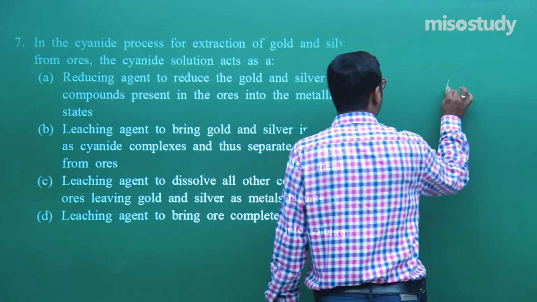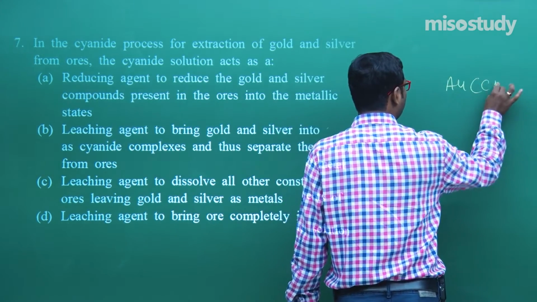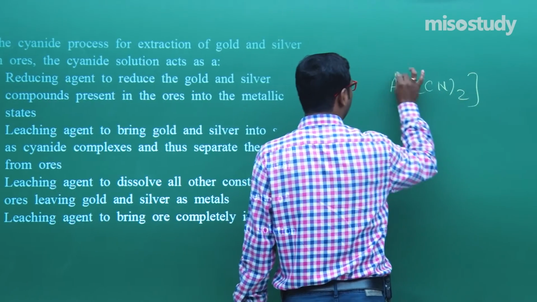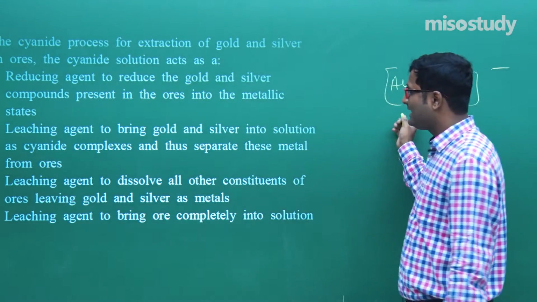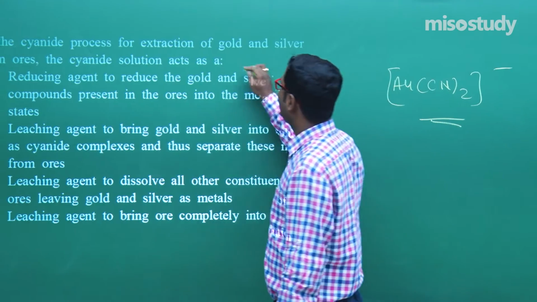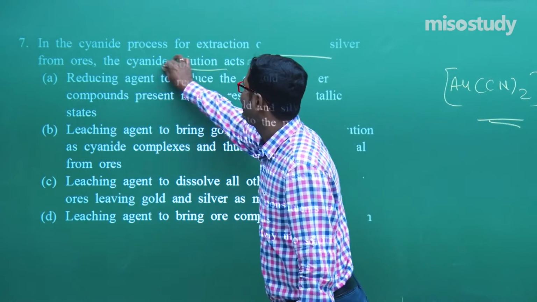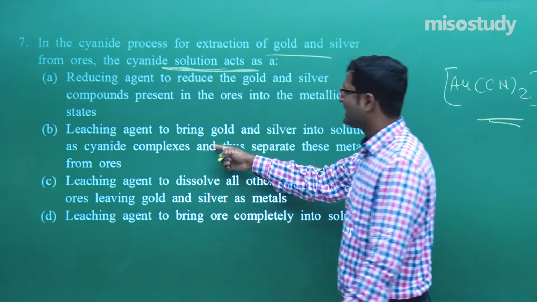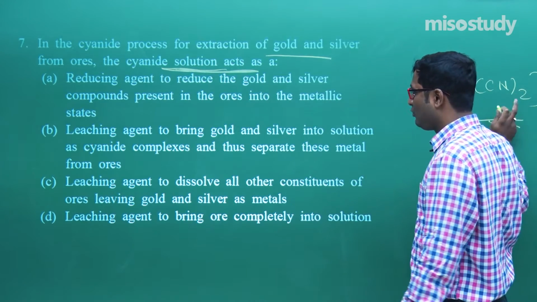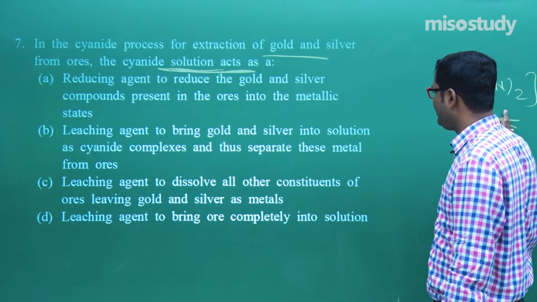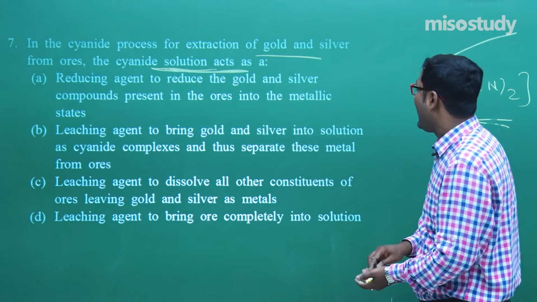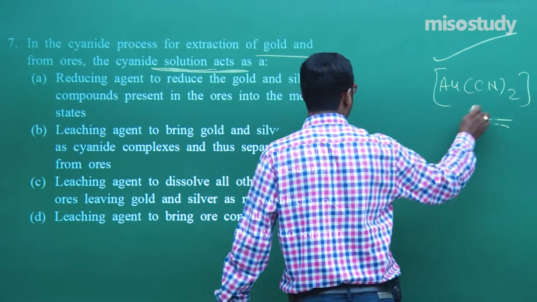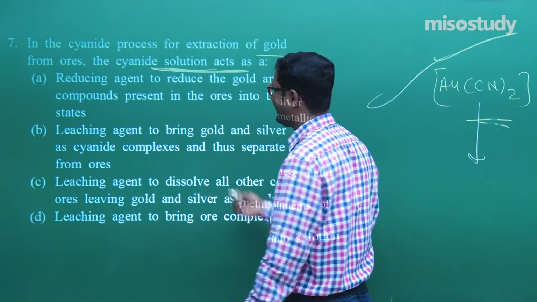As we know, what will happen? They will form Ag(CN)2 minus. This is the leaching agent. In the cyanide process of gold, the cyanide solution acts as a leaching agent to bring gold and silver into solution as a cyanide complex. This is a cyanide complex, and thus separates the metal from the ore. Yes, this is the correct statement.